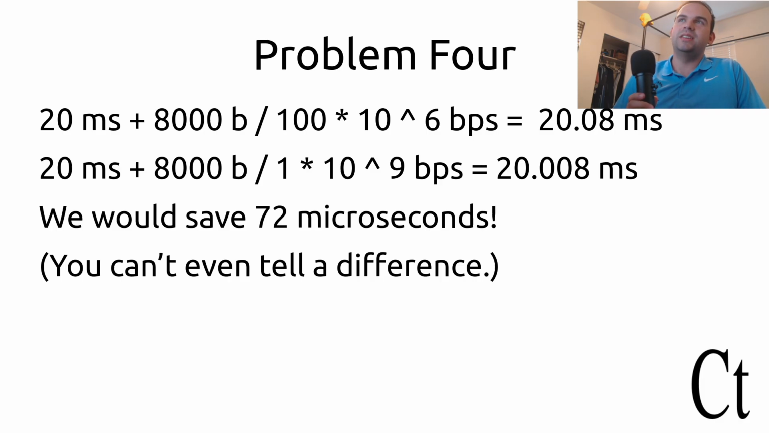So, 20 milliseconds, remember, we always need to add that, plus 8,000 bits, that's 2 times the 500 bytes that we're sending, times 8 for bits per byte, divided by 100 megabits per second. That's 20.08 milliseconds. So that's a ping of 20, we say. And then 20 milliseconds plus 8,000 bits over 1 gigabit per second, that's 20.008. You saved 72 microseconds. That's probably how long you last in bed, frankly. You can't even tell the difference.